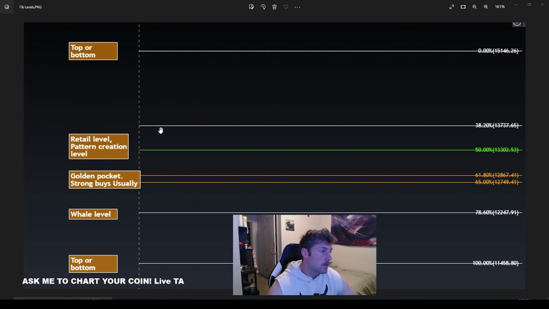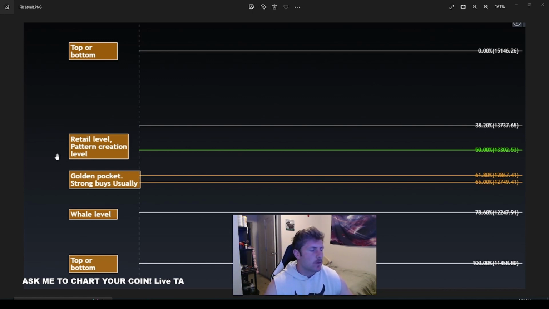The next level, we have it labeled here, which is the retail level / pattern creation level. That is your 0.5 level. It is green for me because it is an important level for me to look at. If you want to find where patterns start to form or where it's going to retrace to before forming a pattern, that's typically where your 0.5 comes in.